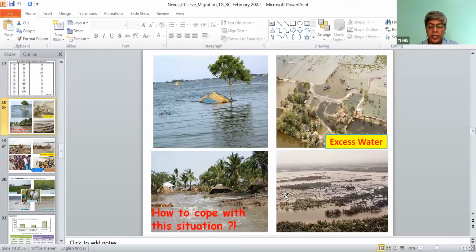The issue related to water: sometimes there is excess water. You can see this is just after Aila. I went there in the village and I used to roam around, and I couldn't really differentiate the land and the water part, but I could finally differentiate it with this tree and the rooftop of a hut. So this is the situation after Aila. We have to think about how to cope with this situation in the near future.